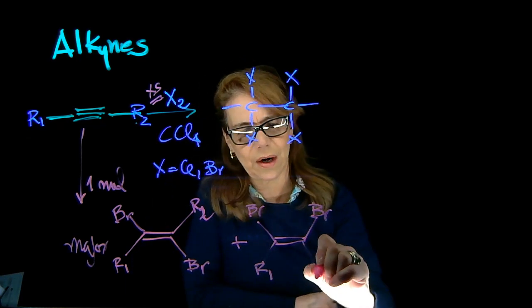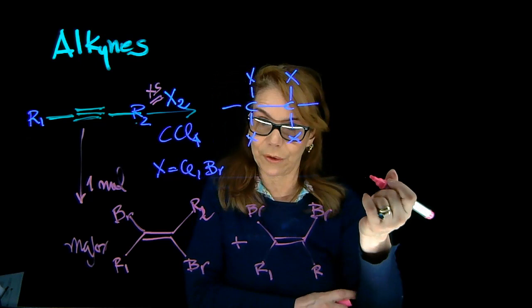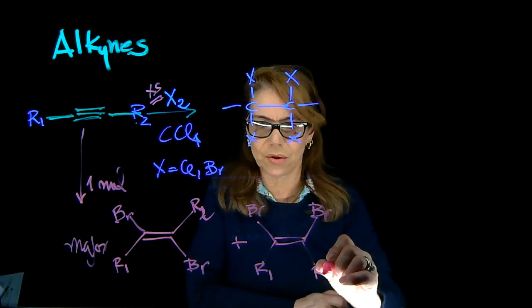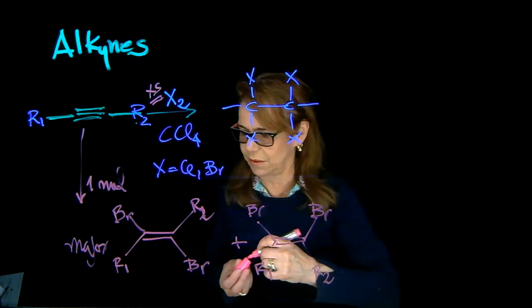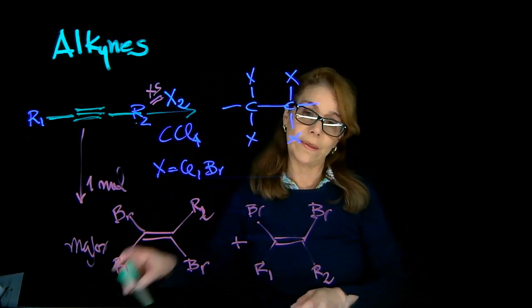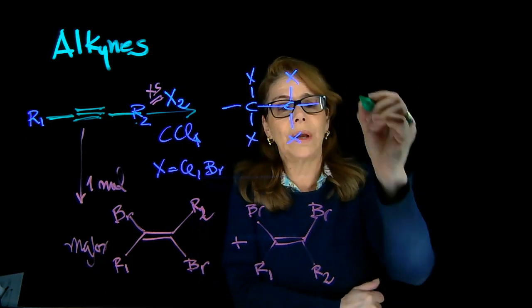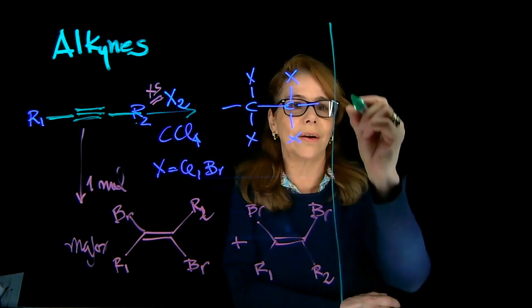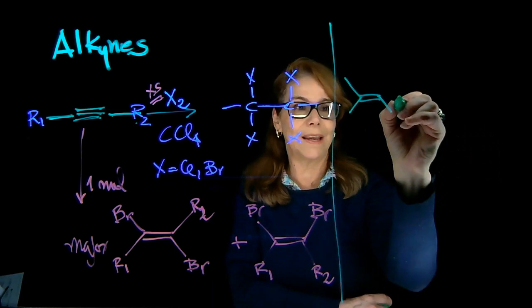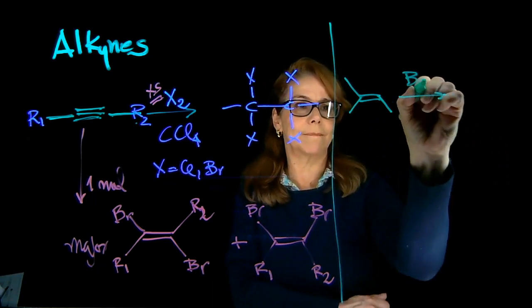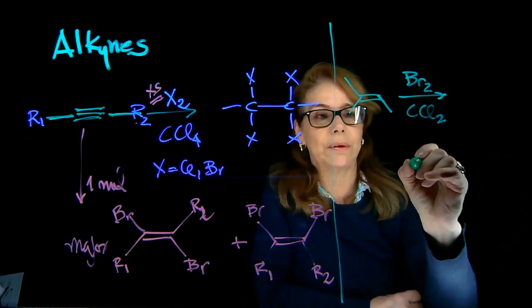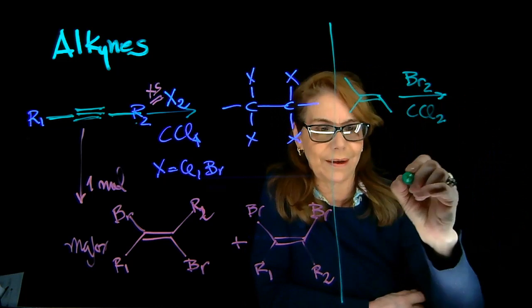So in this regard, it's not as stereospecific as the halogenation of alkenes. I'm going to write that down so that we remember we're contrasting this reaction with the halogenation of alkenes. When we had an alkene and we added bromine, say in carbon tetrachloride, this will go through a bromonium intermediate. So I'm going to write the intermediate down here.